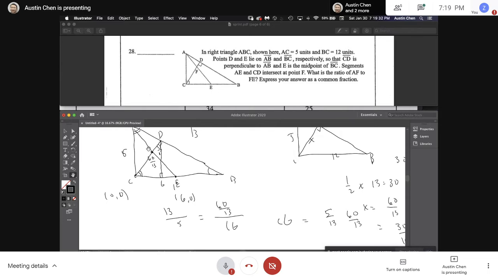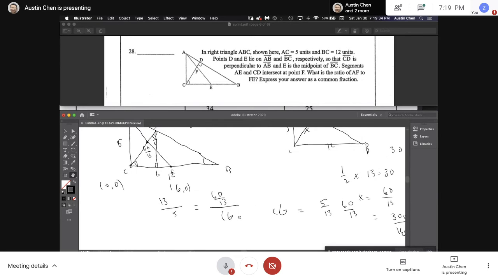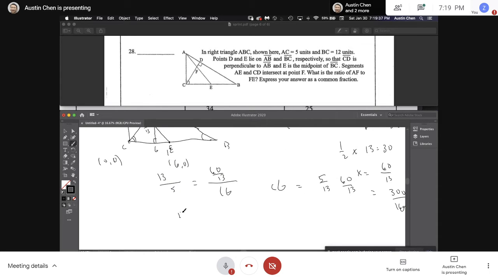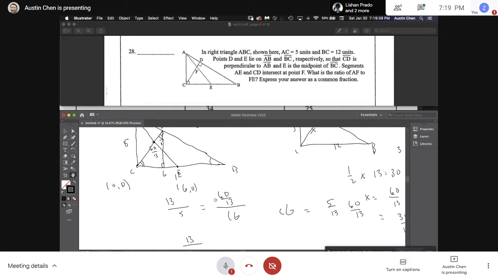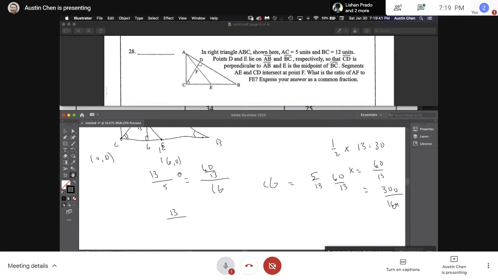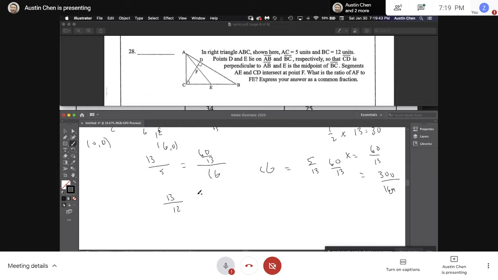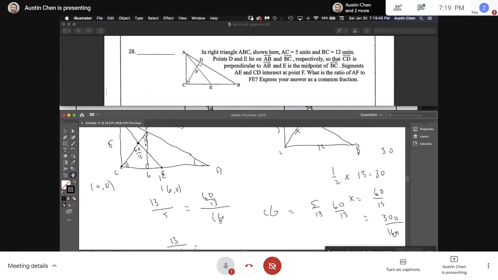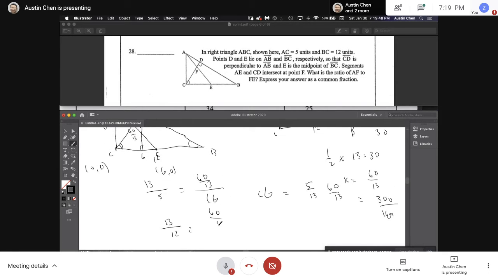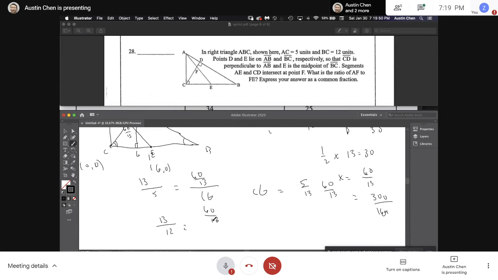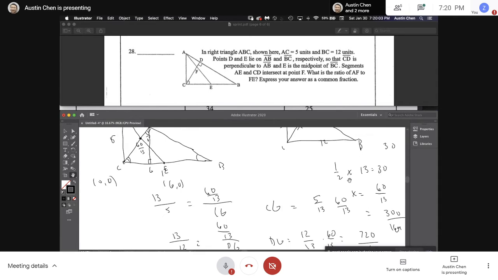Okay. And then now solve for GD. So that's going to be our hypotenuse ratio to our double angle side, which is 13/12, and then on our smaller triangle, this is going to be 60/13 over DG. So then DG will be equal to 12/13 times 60/13, which is equal to 720/169.